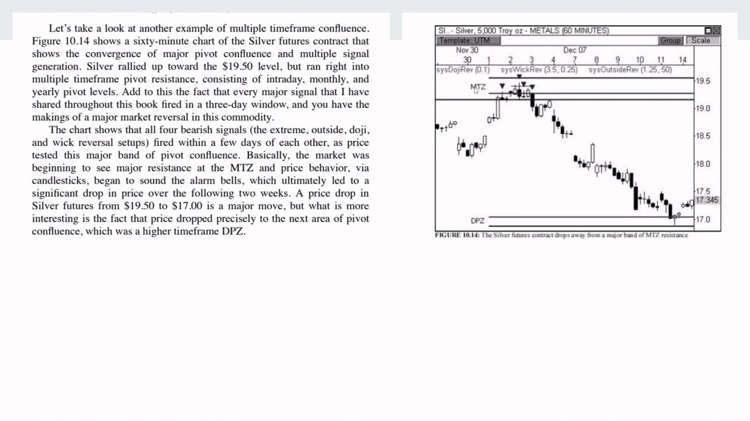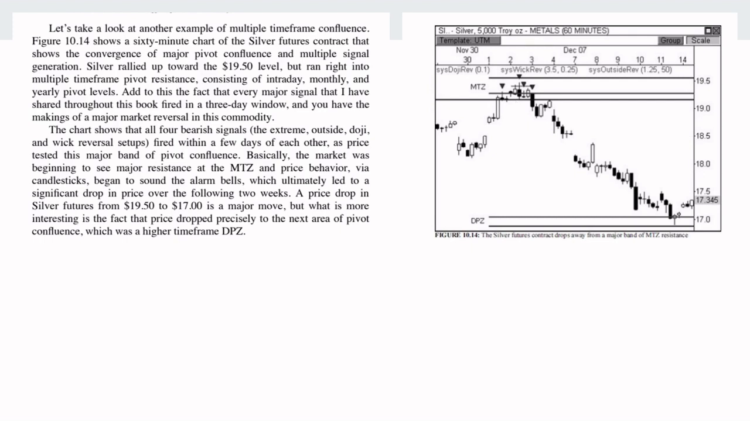And what are those pivots which have formed? The resistance pivots forming are the intraday, monthly and yearly pivot levels. That is the resistance zone, and when the price goes toward that zone, different bearish reversal signatures are seen. For example, this is an extreme reversal setup, then a doji reversal setup, then an outside reversal setup and another doji reversal setup. All these setups say that there is a possible reversal ahead of us.